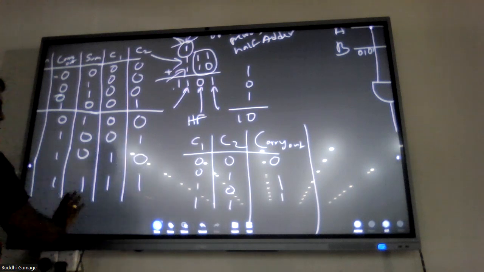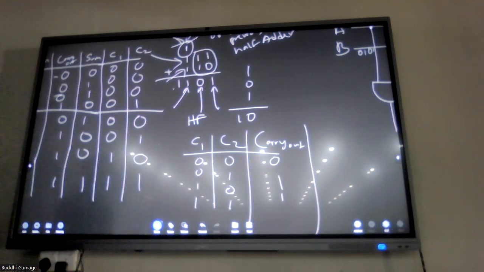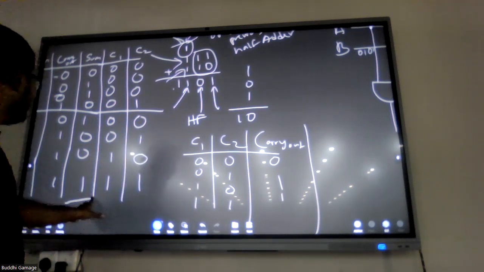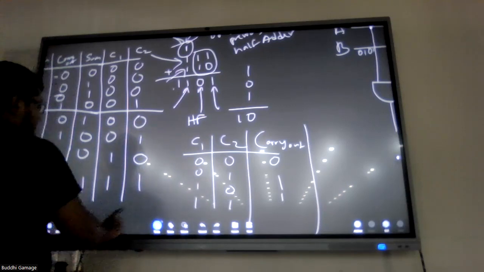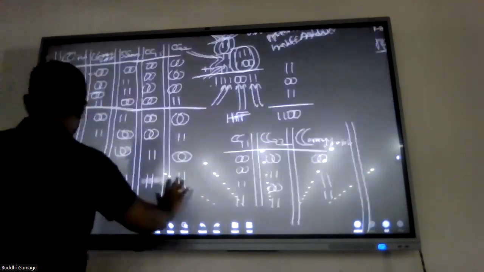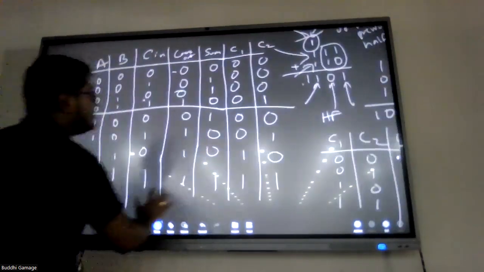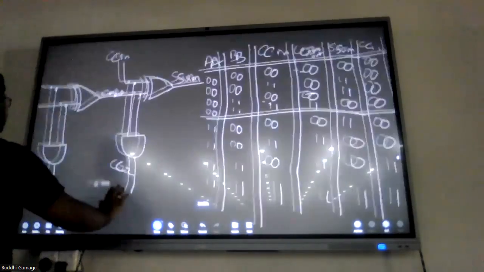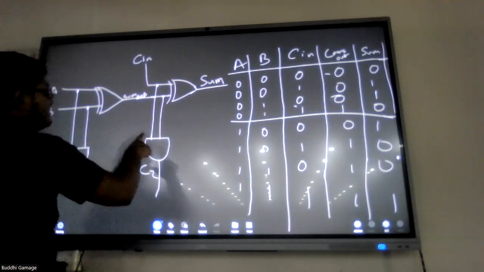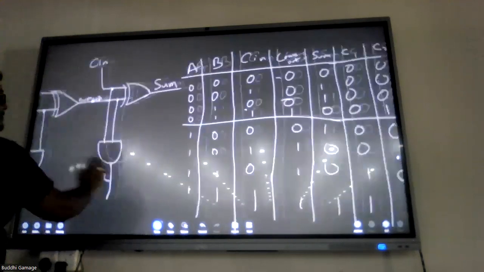It's a problem like this. Is this C1 and C2 correct? You can find the error. I need to check that, there should be some problem. Please recheck this. So C1 should be the carry out of AB and C in, plus the summation of AB.